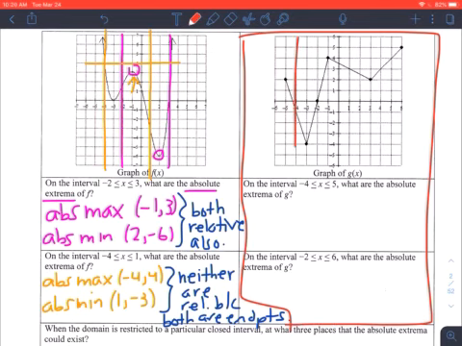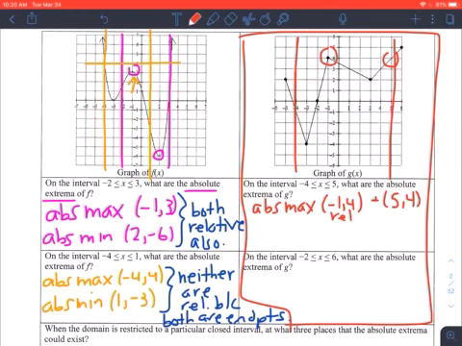All right, so negative 4 to positive 5. That's our first interval. And we want to know the absolute highest point. Well, we have two highest points happening. So we have absolute max at negative 1, 4 and at 5, 4. This one's relative. This one's not relative because it's an endpoint. And then we have absolute min at negative 3, negative 4. And that one is relative because it changes from decreasing to increasing.